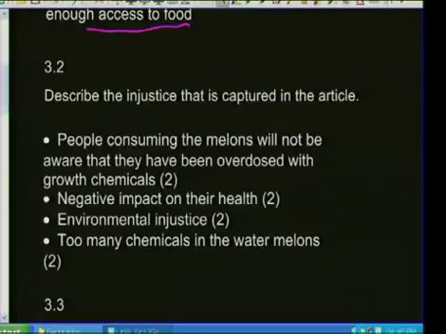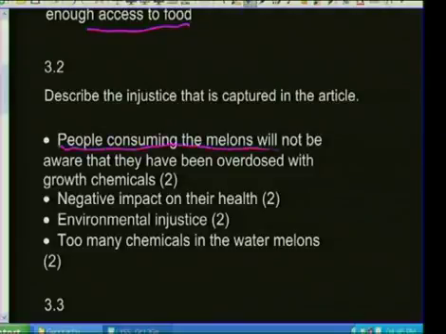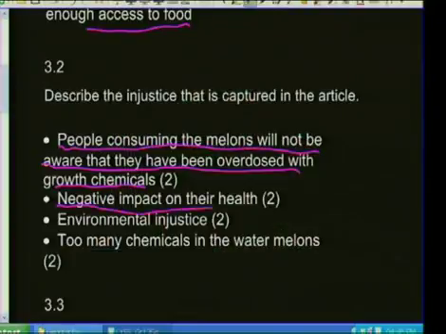All right, people are consuming melons, will not be aware that they have overdosed with growth chemicals. They're not aware. It's a social injustice. We don't have that choice. We weren't aware of it. We could make a decision not to eat it or eat it. All right? But here it is social injustice. We don't know about it. Negative impact on their health. If 2 factors were asked for, we would give 2 here. You understand? We'd also look at the mark allocation. 2 times 2 is 4, so that means we give 2.